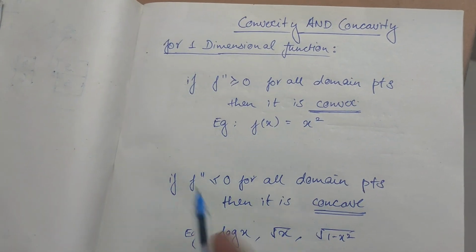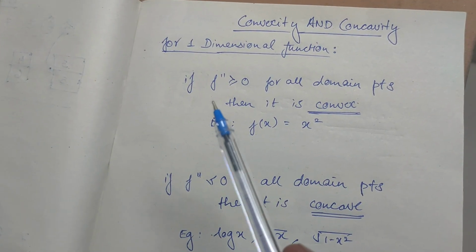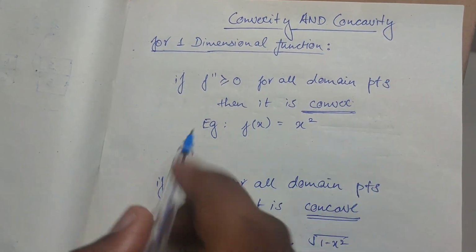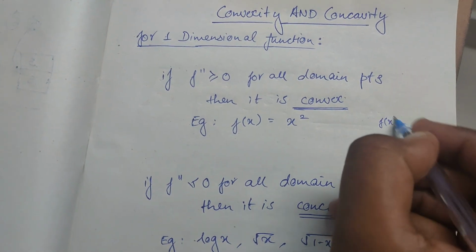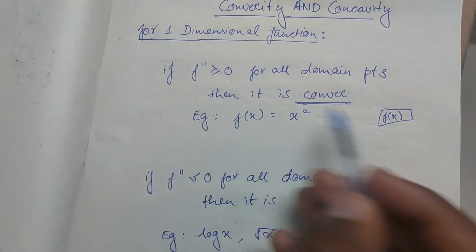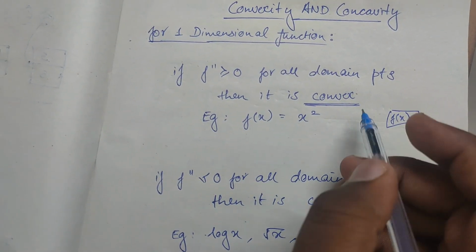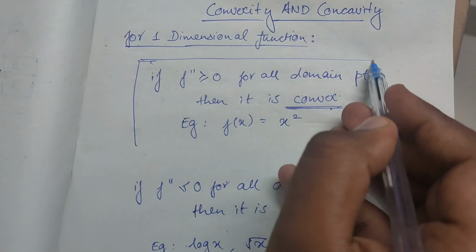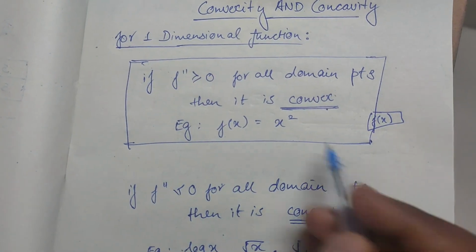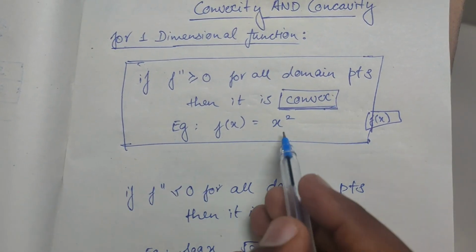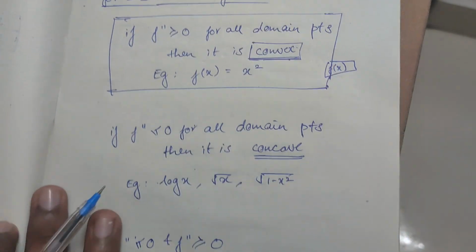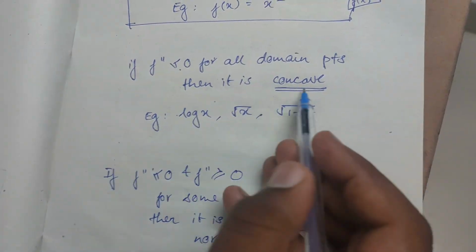So the next concept is convexity and concavity. For one dimensional functions, suppose you have a function f of x. If you differentiate it 2 times and after differentiating it 2 times it is greater than equal to 0, then it is convex. If f double dash of x is greater than equal to 0 it is convex. Example x square. If you differentiate it 2 times then it will be greater than equal to 0. Then if it is less than equal to 0 it is concave.